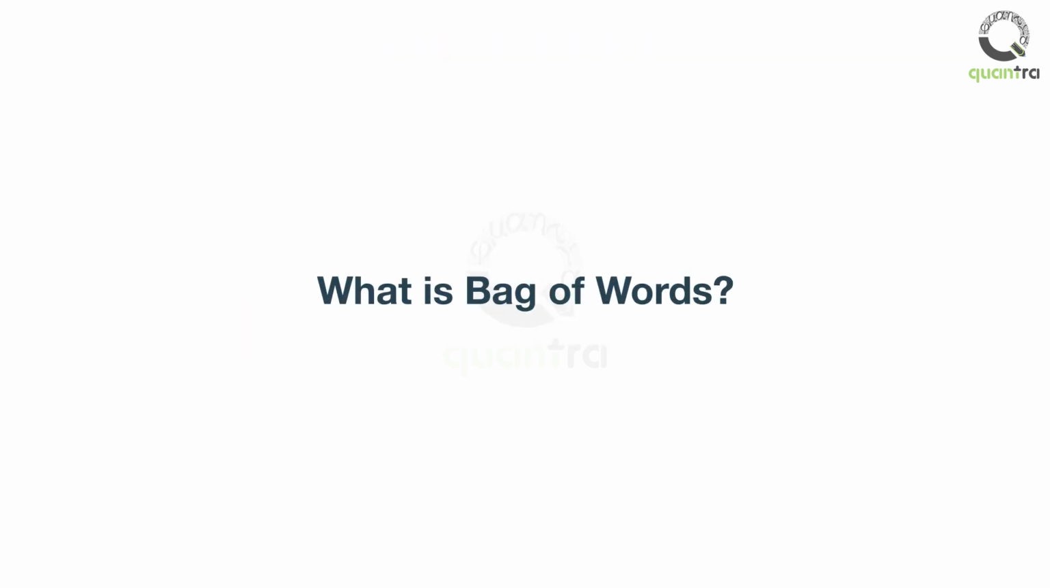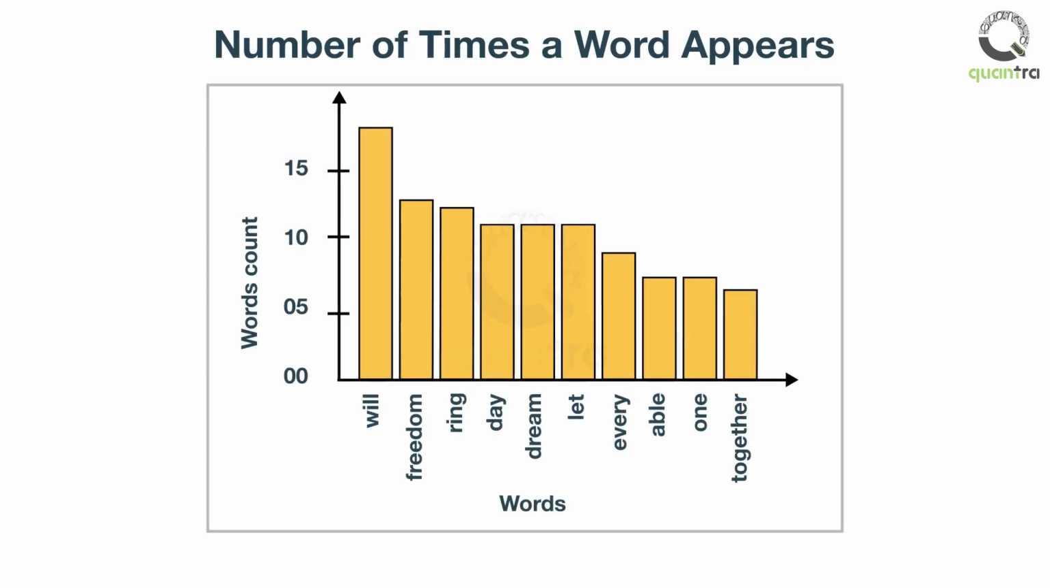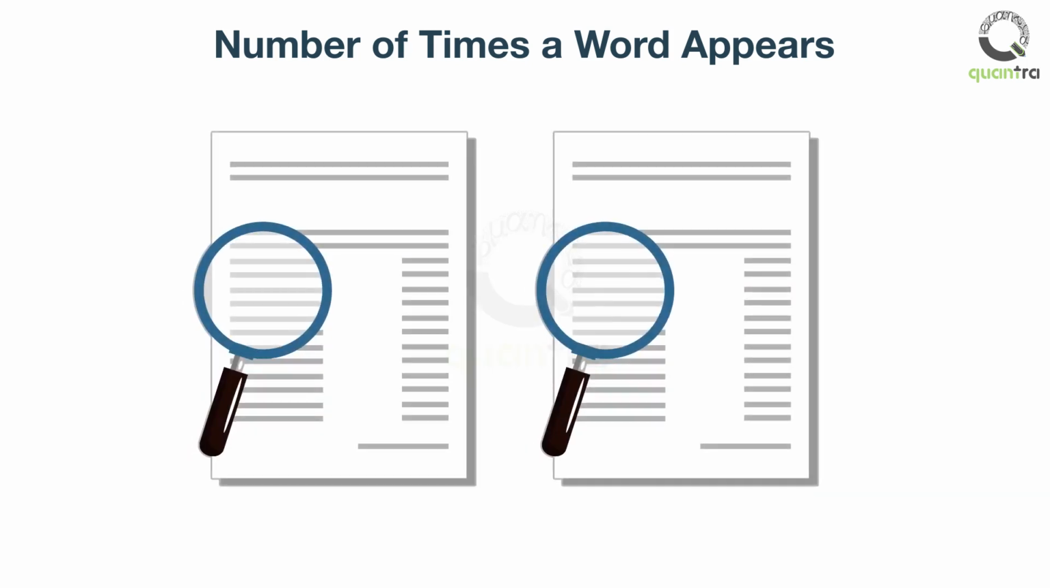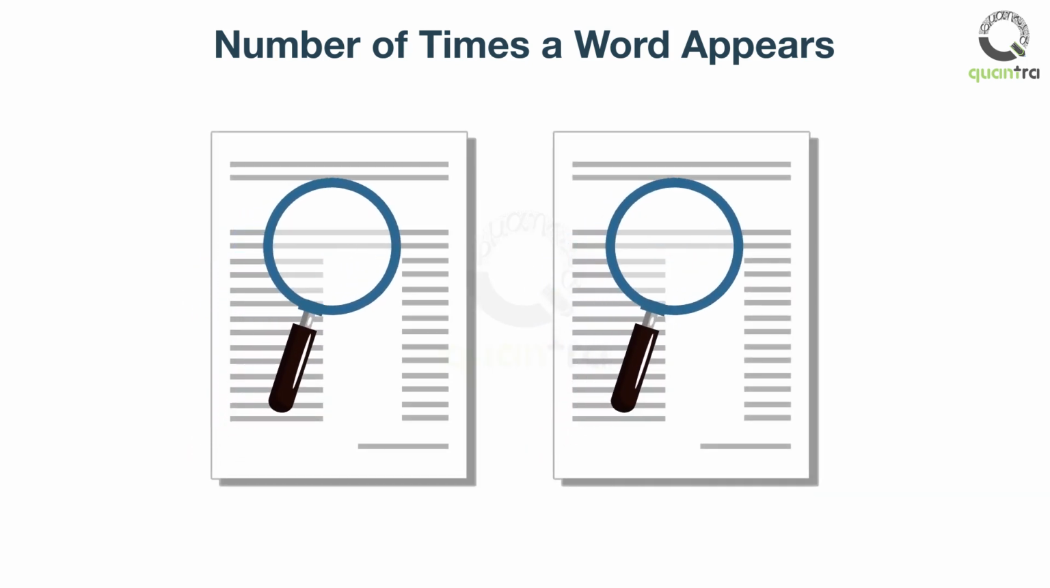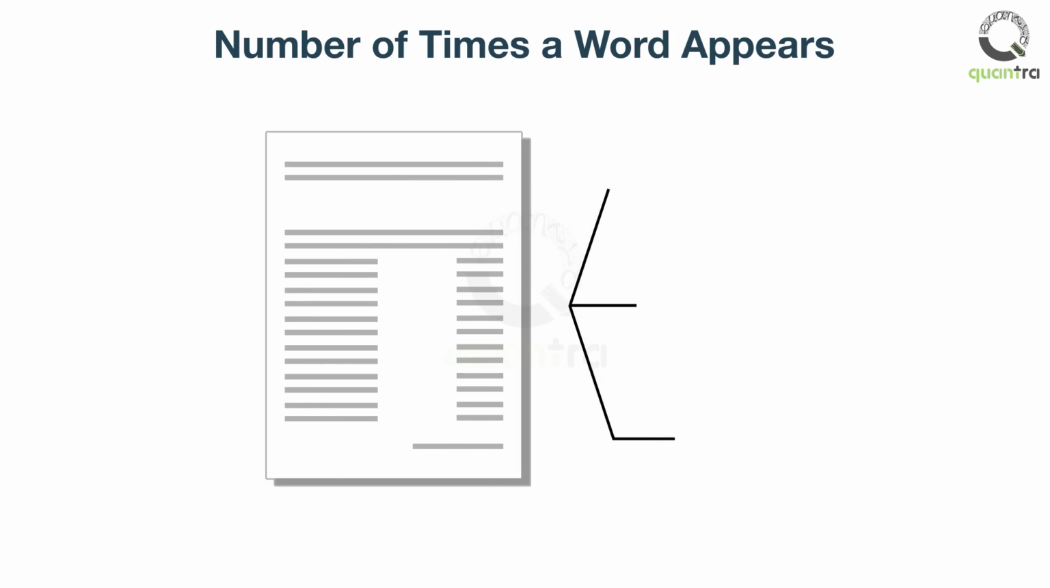What is Bag of Words? It is an algorithm that counts how many times a word appears in a document. Those word counts allow one to compare documents and gauge their similarities for applications like search and document classification.